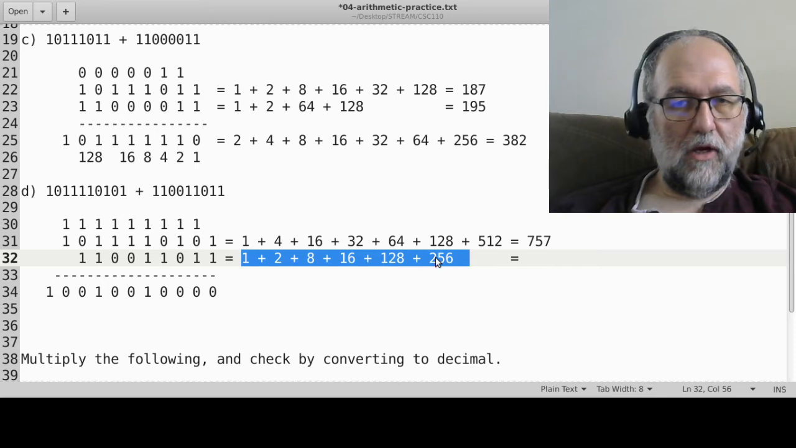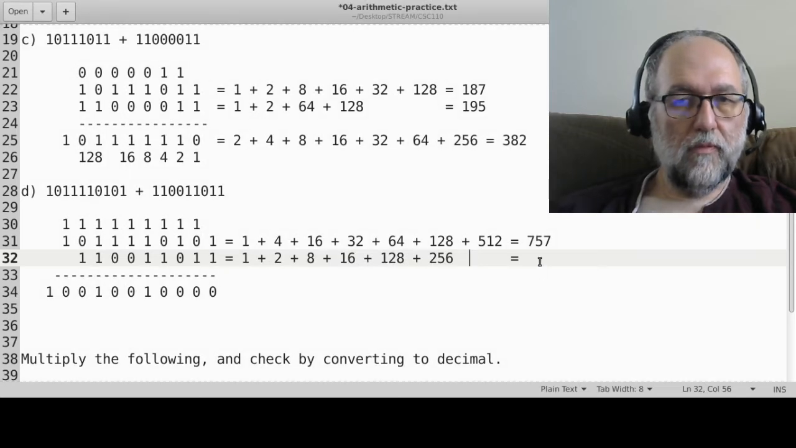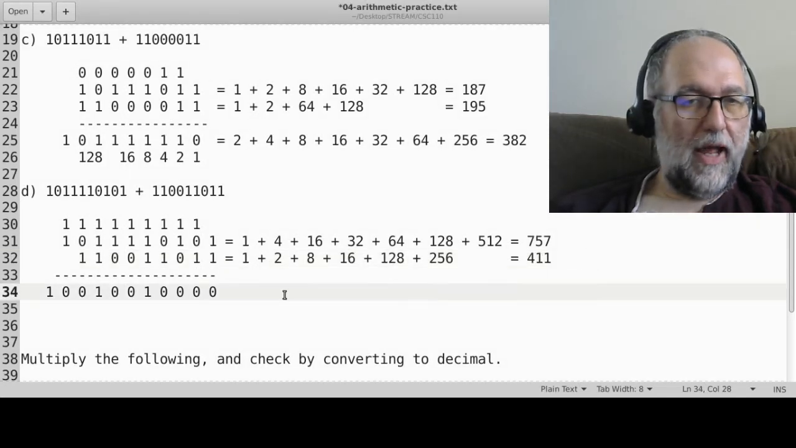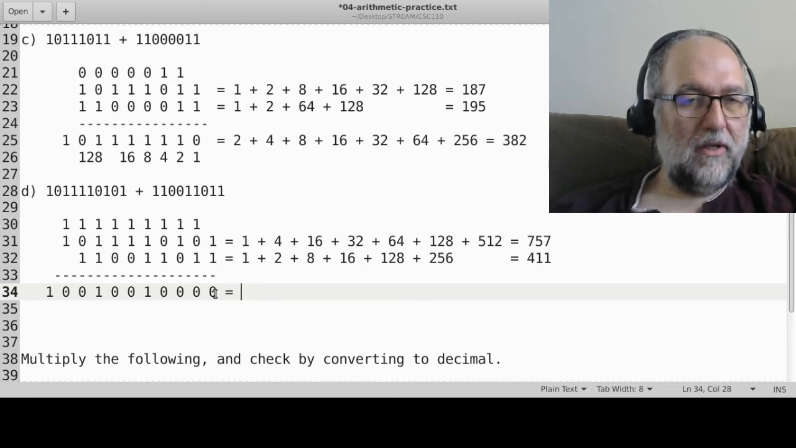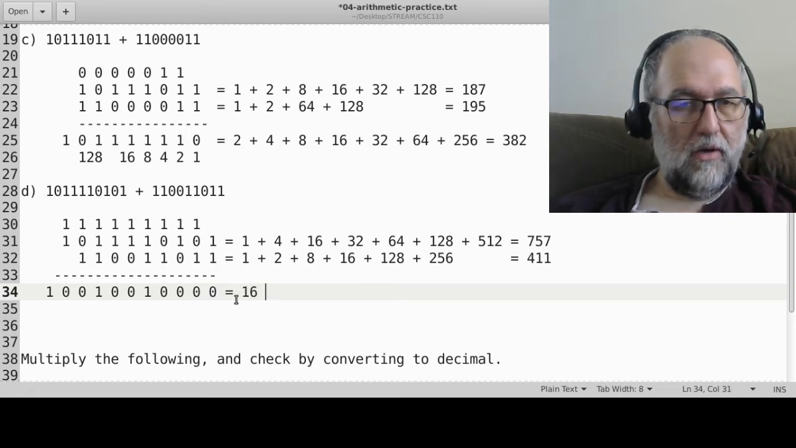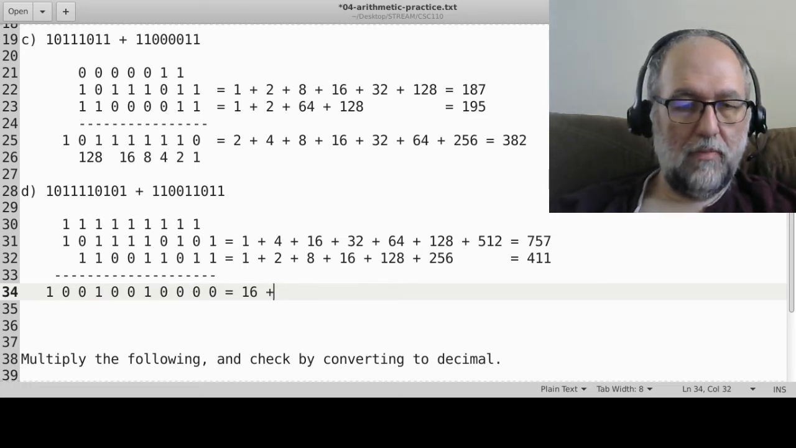All right, let me do that on my calculator very quickly. All right, that's 411. All right, and then finally, let's take a look at our answer here. No 1s, 2s, 4s, or 8s. The first one is a 16 right there. Okay, so that's the 1s, 2s, 4, 8. None of those. There's a 16. No 32, 64. There's a 128.